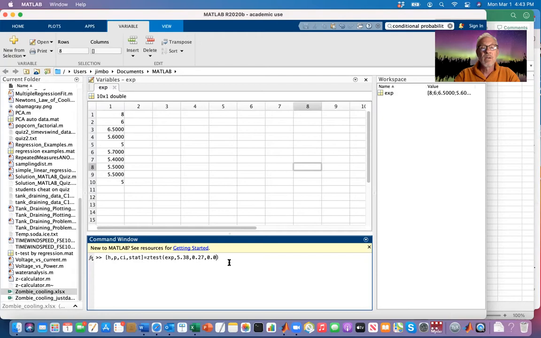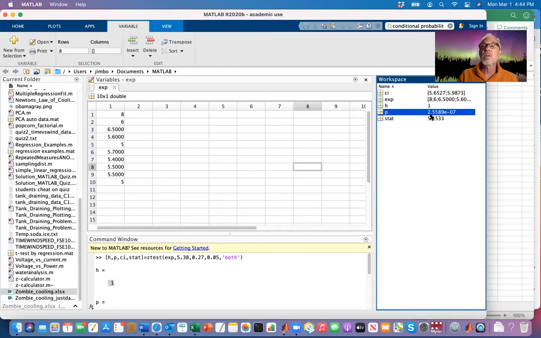We can do it this way. That gives us a two-tailed test. All right, so let's go back and take a look. What we've got is H. Let's take a look at H. H is 1, so we have rejected the null hypothesis. We're going to say this is unlikely to have been drawn from that population. The probability is 2.55 times 10 to the negative 7, so about 2.5 ten millionths. Very, very, very unlikely to have occurred as a function of random chance.